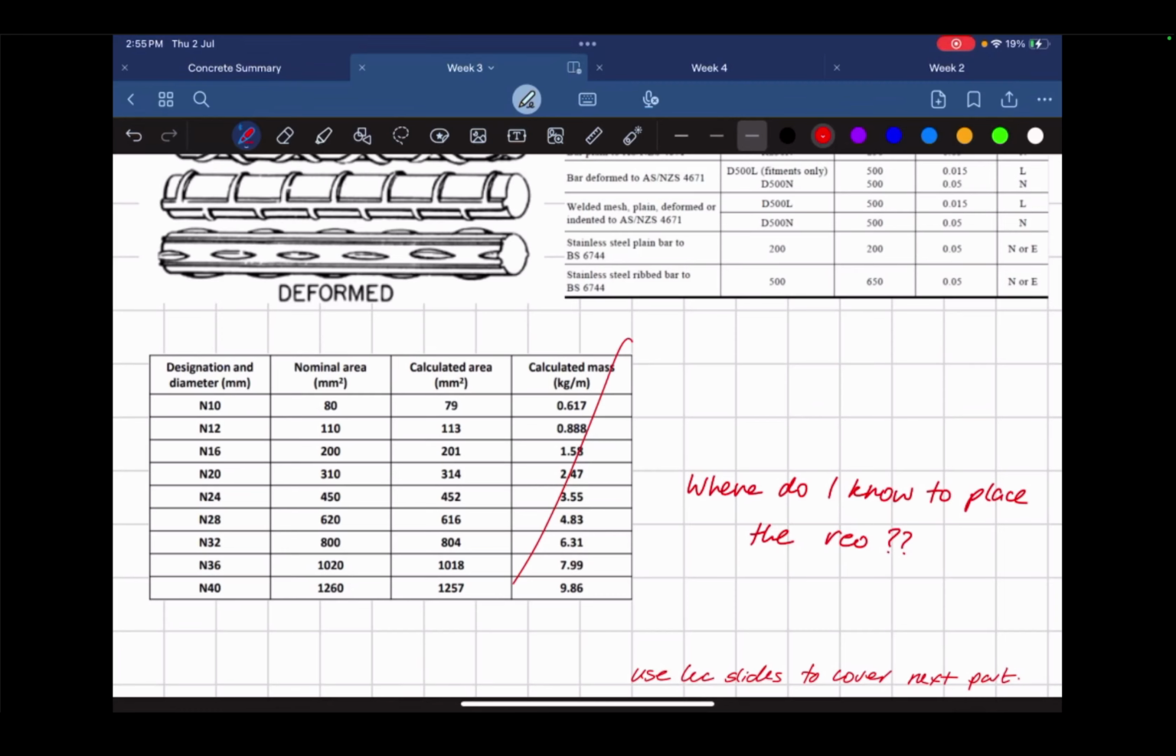Because the way it's going to deflect, it's going to deflect like this. So you can see that this top part is in tension. This bottom one is also in tension.